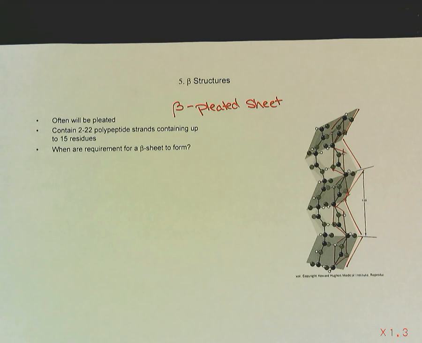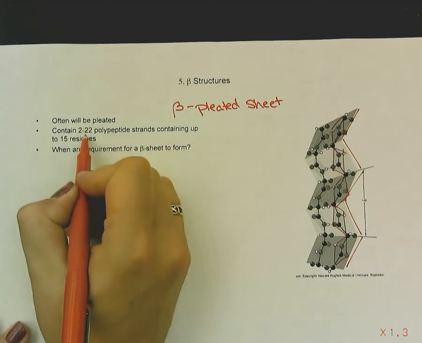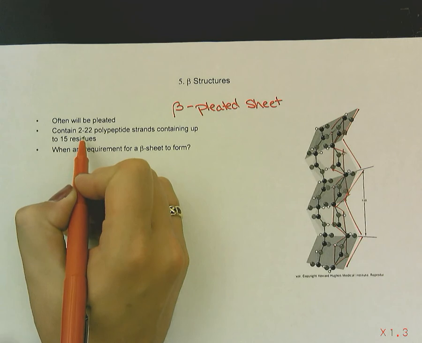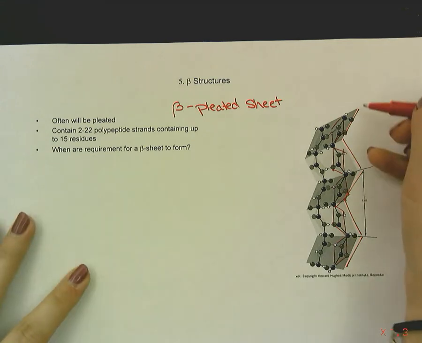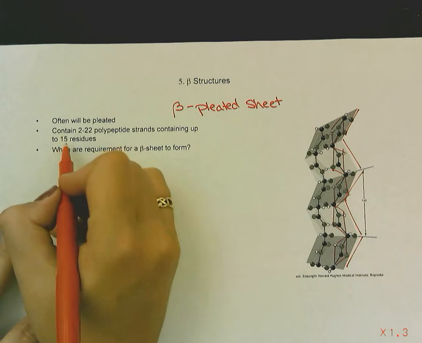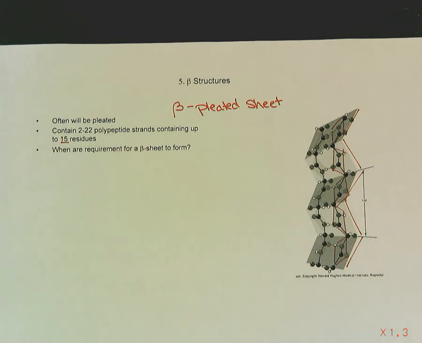Write that down, star that somehow, because it'll be on the test. That's an automatic multiple choice answer. You need at least 2 strands to make a sheet. But you can have up to, typically 22 is the max. So 22 polypeptide chains lined up. And in terms of length, how many amino acids? They technically have 15 amino acids, top to bottom, in length.